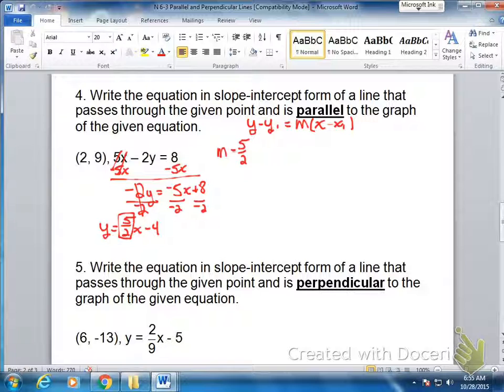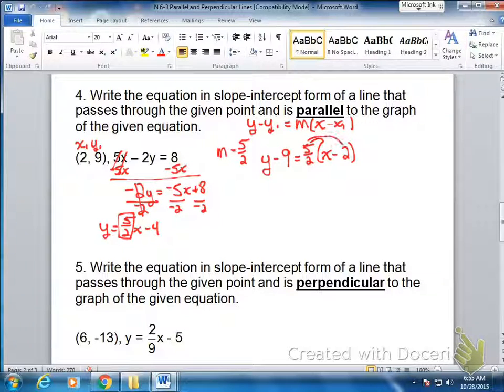And if we look back over here, we have a point that we can label x1, y1. All we've got to do is plug those things in, and we've got our equation. So let's see, I'm going to start with y minus. Our y1 is 9, so y minus 9 equals the slope, 5 halves, times x minus our x1, which was 2.